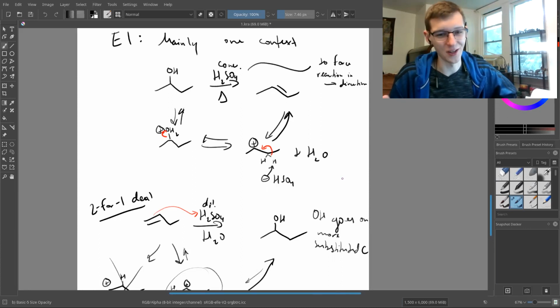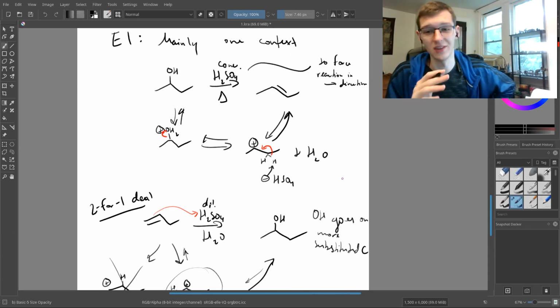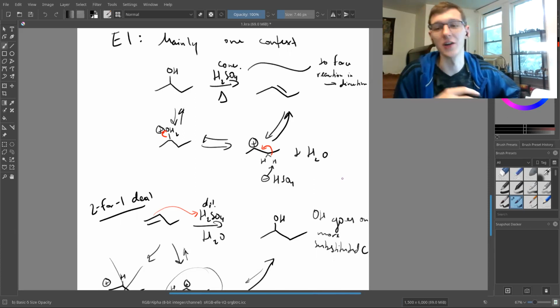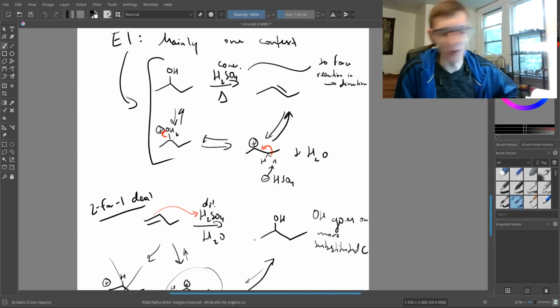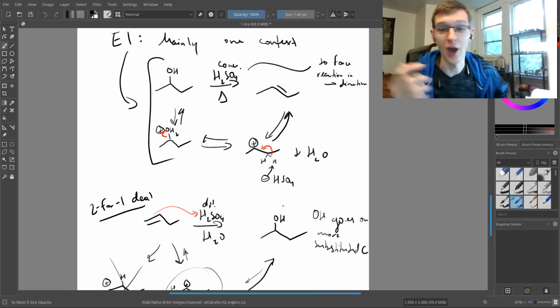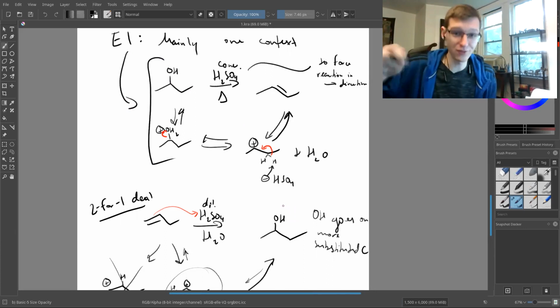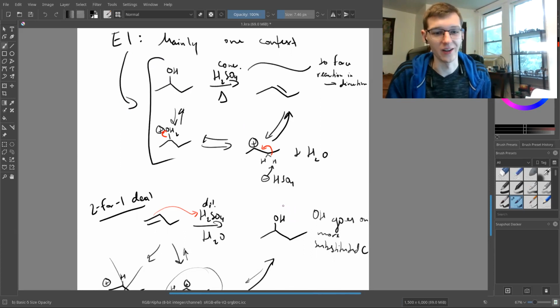In 2 or 3 years of looking at Chem241 exams and doing all these practice problems, I don't think I've seen examples where it's not just putting a bunch of concentrated acid on, right? So when you see E1, this is what you should think of. You have an alcohol, you add a bunch of sulfuric acid, and you get a double bond out at the end, right?